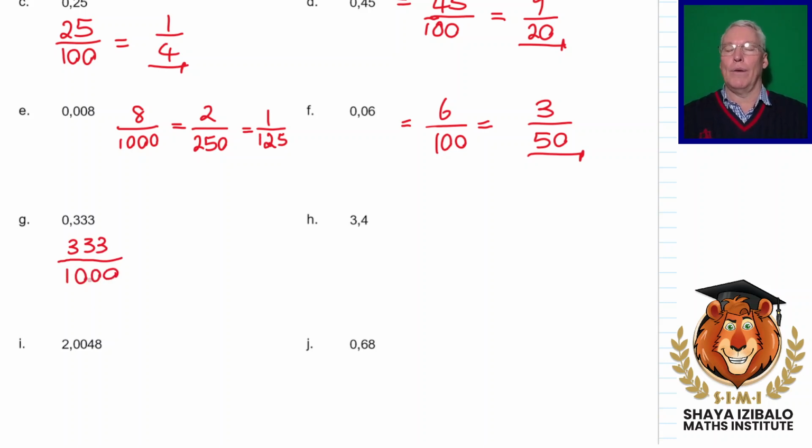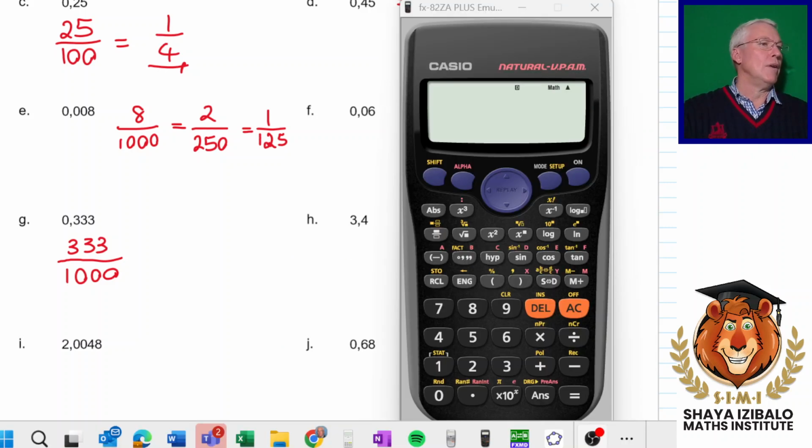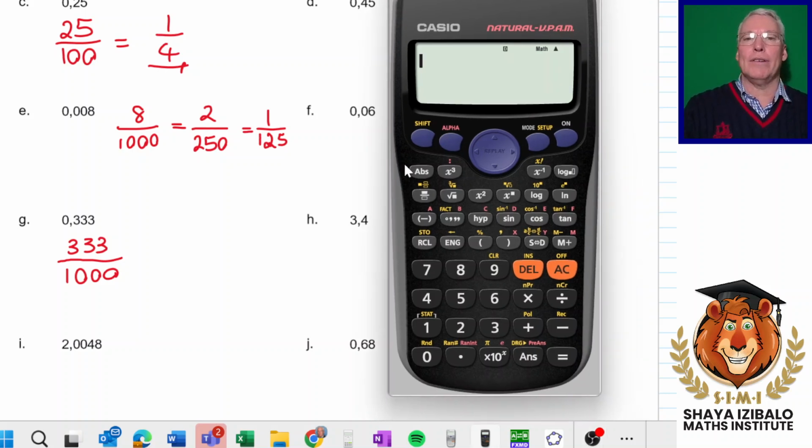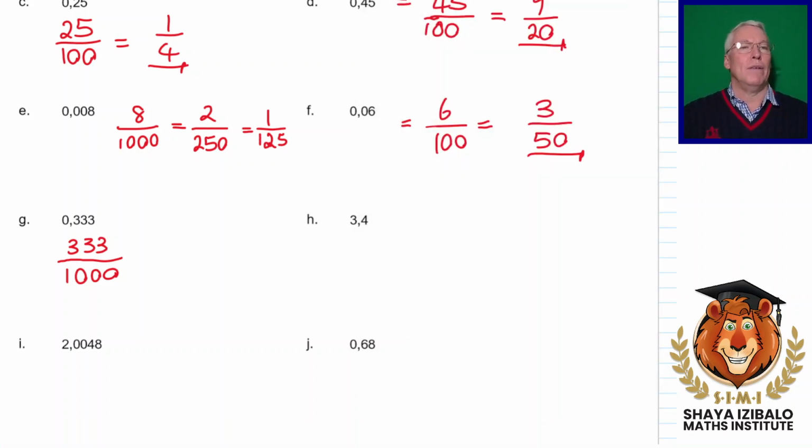Okay. I don't think that can simplify. If it can, our calculator will simplify it. Let's try. Just to show you how our calculator will simplify it, if we took 8 over 1,000, this previous one, our calculator simplifies it for us. Let's try 333 over 1,000. I think we're going to find it doesn't simplify. No, it doesn't simplify.